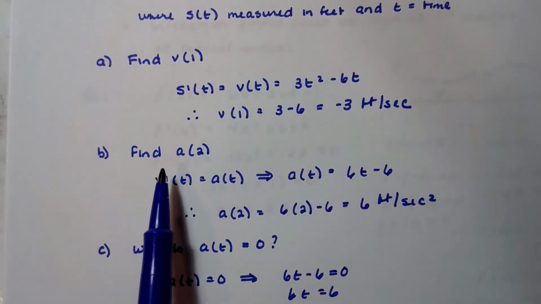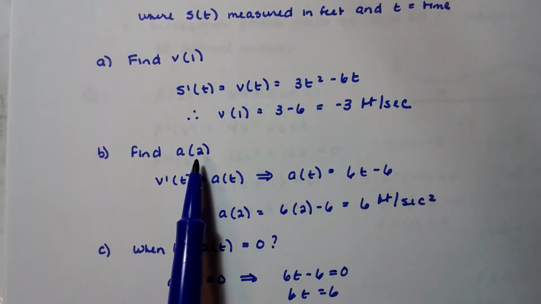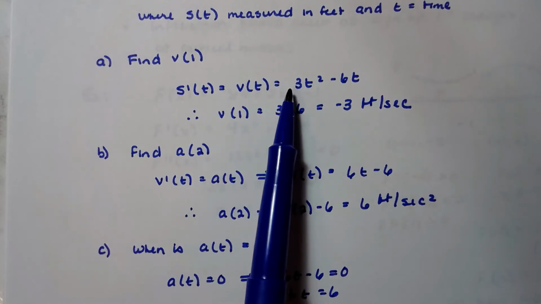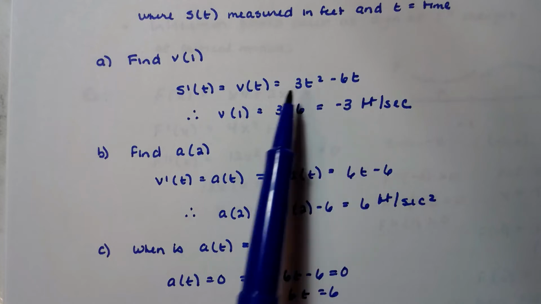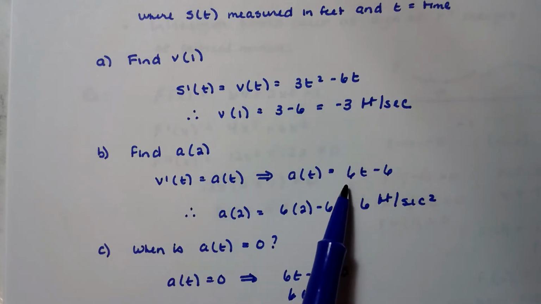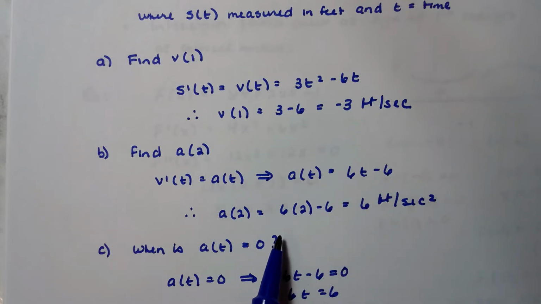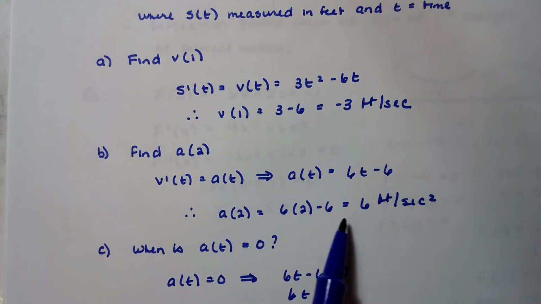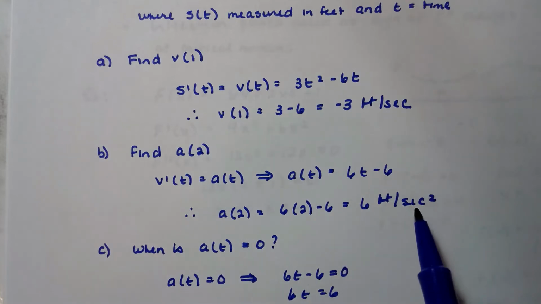In part B, they want you to find the acceleration when t is equal to 2. Well, we know that the derivative of velocity is acceleration, and since we already have the velocity function here, we might as well take one more derivative real quick to get our acceleration. So here's our acceleration function, and if I want to evaluate it when t is 2, then all I have to do is plug the 2 into my function here for t, and it turns out to be 6 feet per second squared. Again, your acceleration will always be in time units squared, so don't forget that.